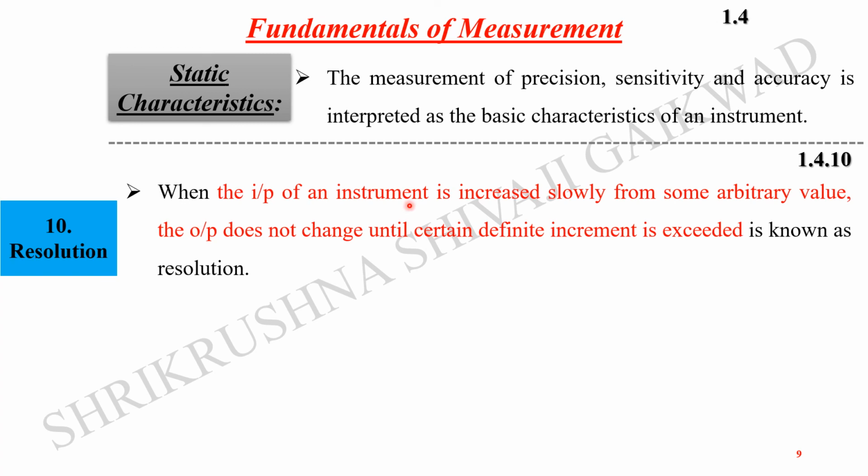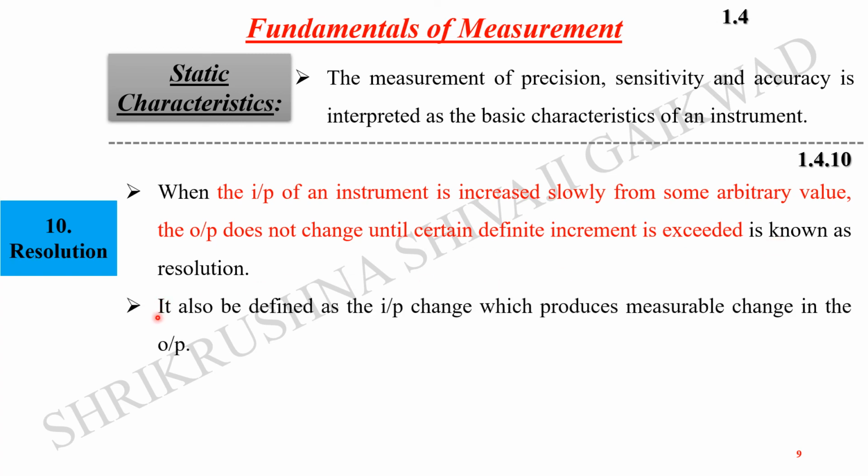When the input of the instrument is increased slowly from some arbitrary value, the output does not change until a certain definite increment is exceeded. This is known as the resolution. What is resolution here? When the input of an instrument is increased slowly from some arbitrary value, the output does not change until a certain definite increment is exceeded, and this is known as the resolution. It can also be defined as the input change which produces a measurable change in the output. So the input has to change so that it gives us some change in the output.